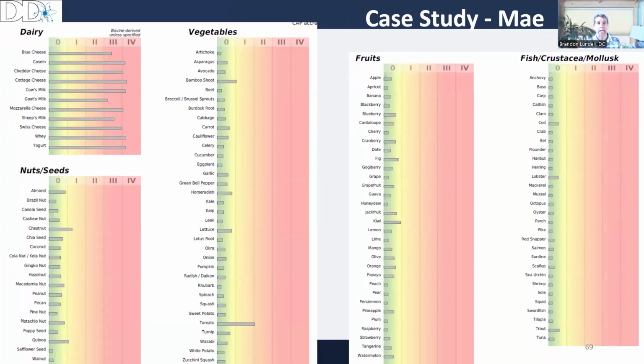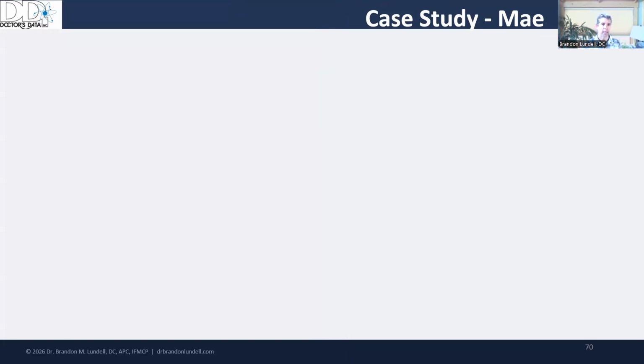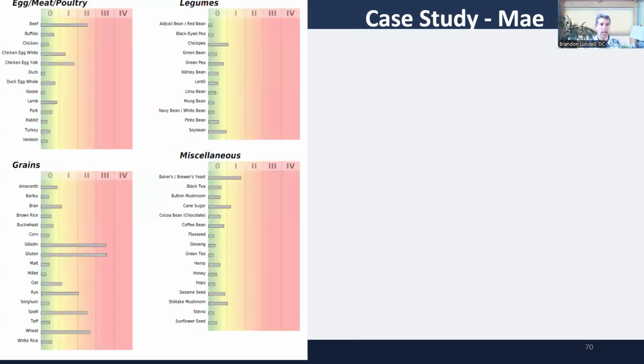We do IgG food sensitivity testing because it helps with evaluation of leaky gut and foods that contribute to leaky gut. So dairy and gluten were very high. Even beef and eggs were very high.